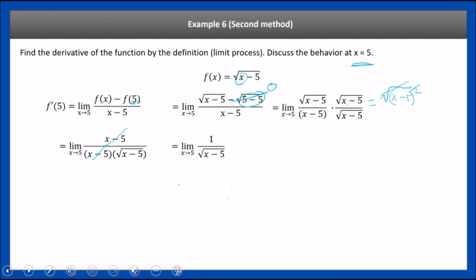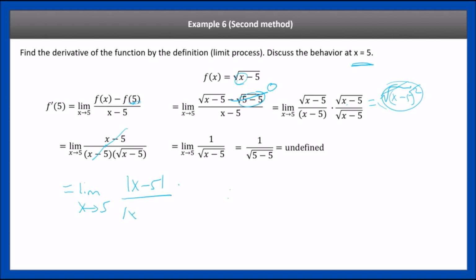And then we get 1 over square root of x minus 5. But then notice that if I plug in 5 into here, I still get undefined. So it really doesn't matter if I do this absolute value here, because it's going to be undefined anyways. But strictly speaking, we technically would have to write this as absolute value of x minus 5.